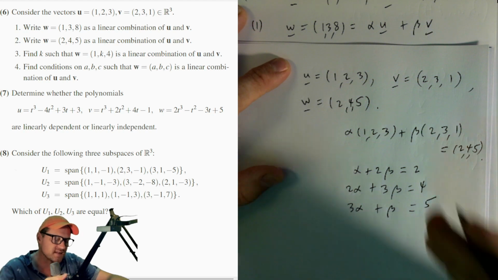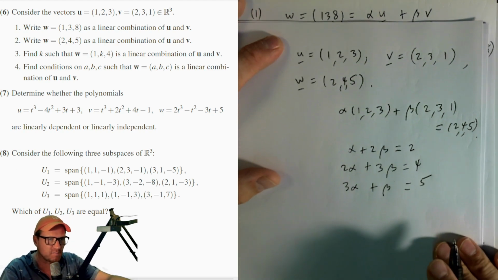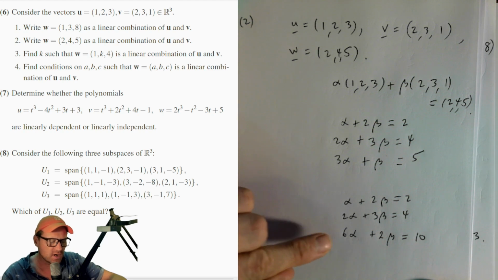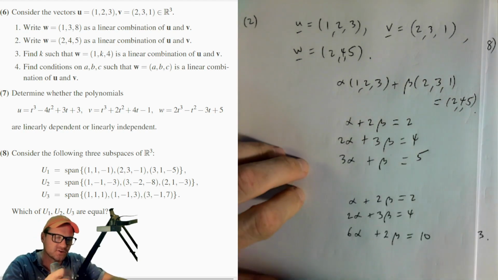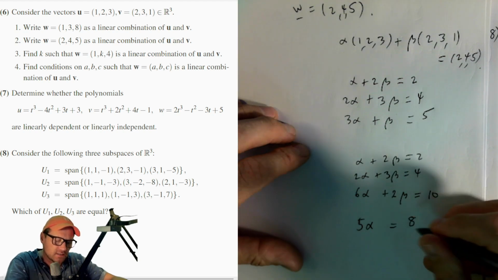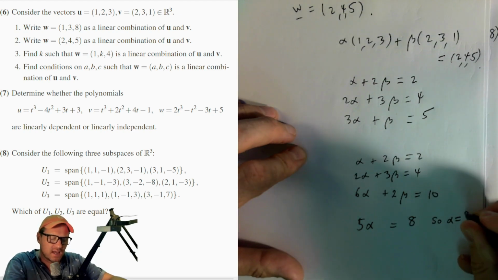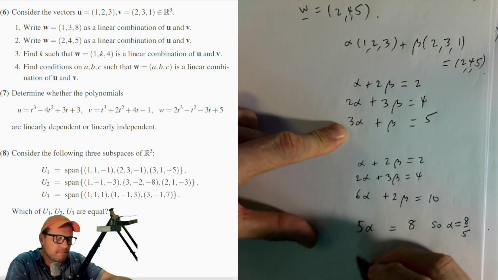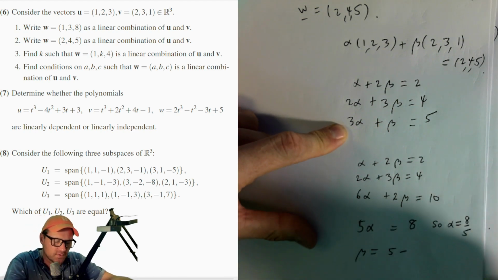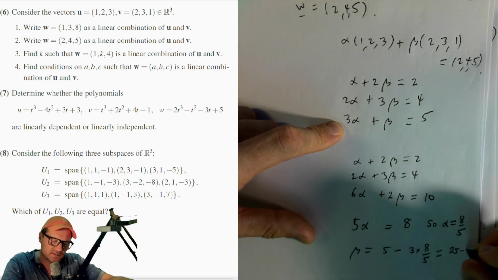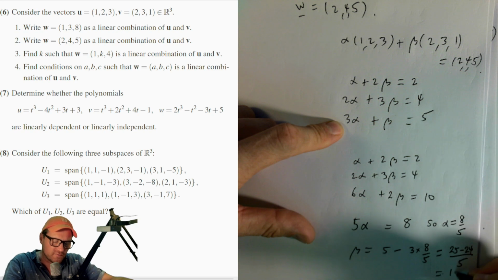Okay, so let's try the same thing. Multiply the third equation by 2, and then let's subtract the third equation minus the first equation so that the 2 betas vanish. So we have 5 alpha is equal to 8, so alpha is 8 over 5. Okay, and then using this third equation, beta is 5 minus 3 alpha, which gives 25 minus 24 all over 5. So beta is 1/5.